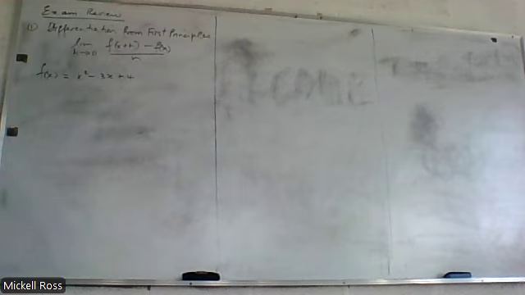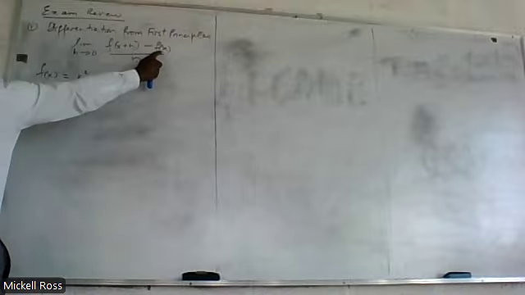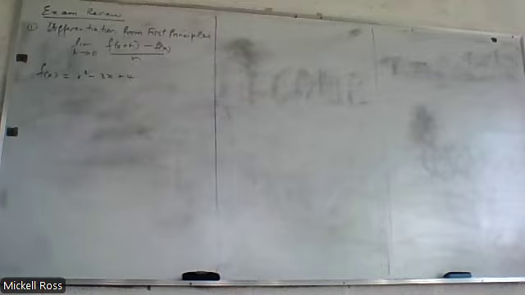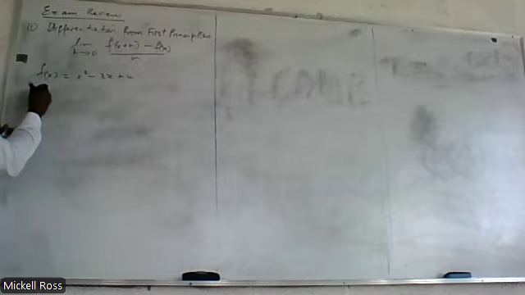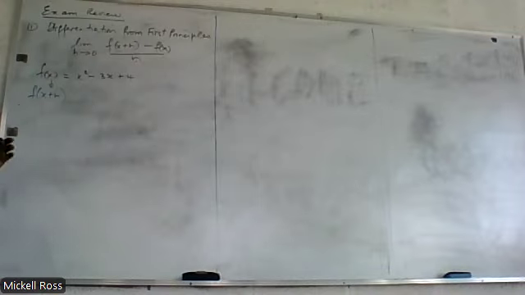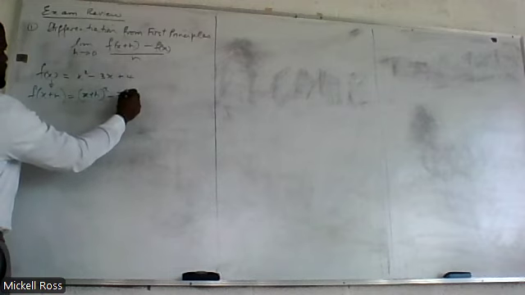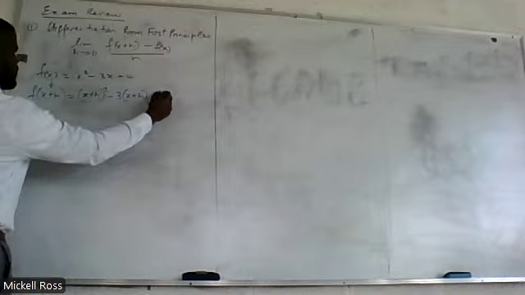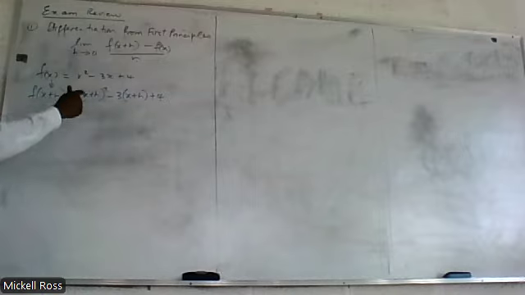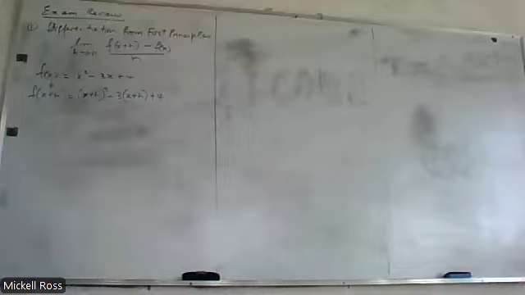So we know right away what f of x is, but what we need to find is f of x plus h. That means anywhere I see x, I'm going to put x plus h. So we end up with x plus h all squared, minus 3 times x plus h, plus 4. X plus h all squared means x plus h multiplied by itself.